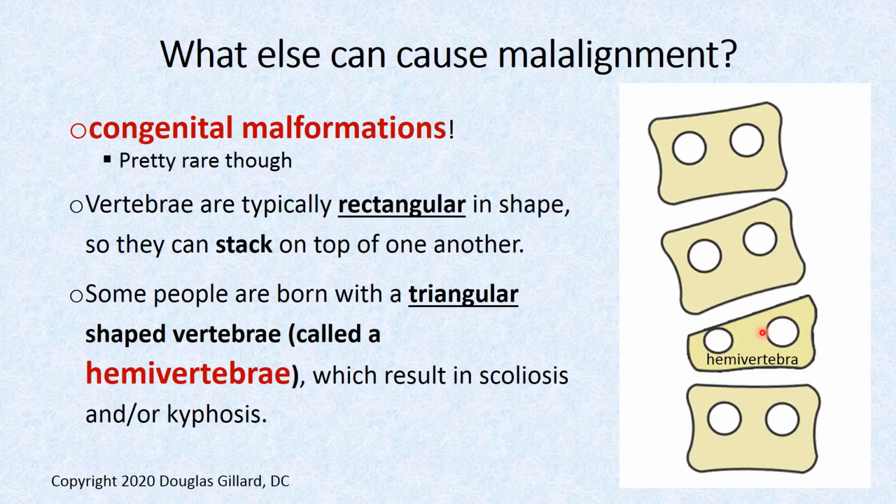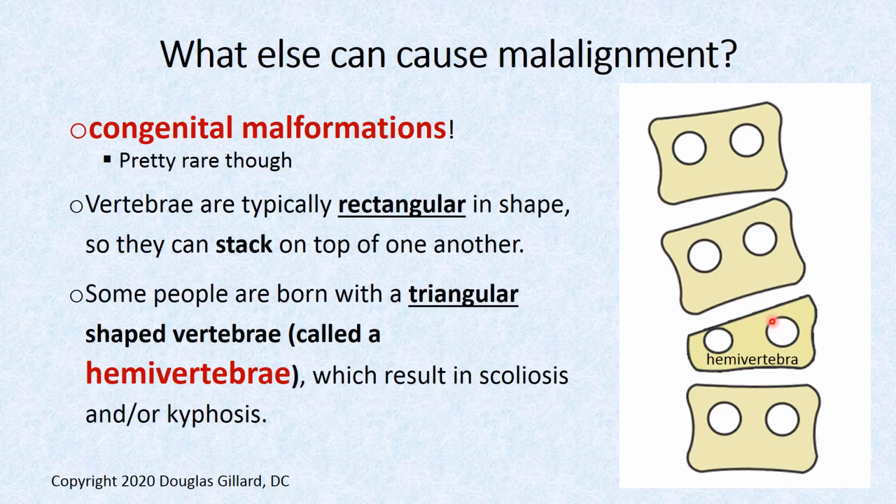I'll try not to do too many digressions because this is a long PowerPoint. What else can mess up the normal biomechanics? Well, normally the bones are like little rectangles. What if one's not rectangular in shape? That happens occasionally. It's rare, but it can happen. So sometimes you can get a triangular shaped vertebra. That's called a hemivertebra. And that's a problem.